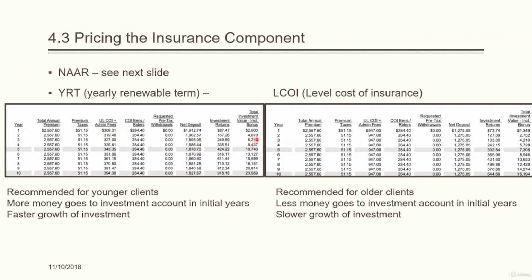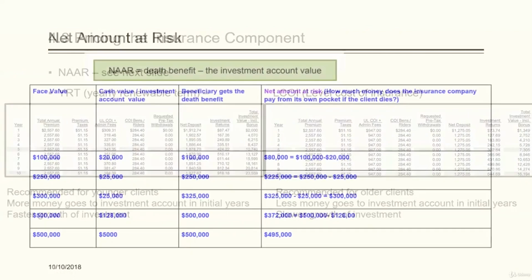So as we can see here, after 10 years, now there's $23,000 in the YRT for the same client, same amount of premium. In the case of level cost of insurance, there's $16,000. So the level cost of insurance is recommended for older clients and those who really don't care too much about the investment account. But if a person is younger, then it's good for them to have YRT. So that is the purpose of these two.